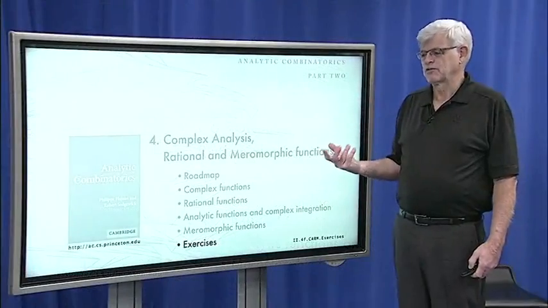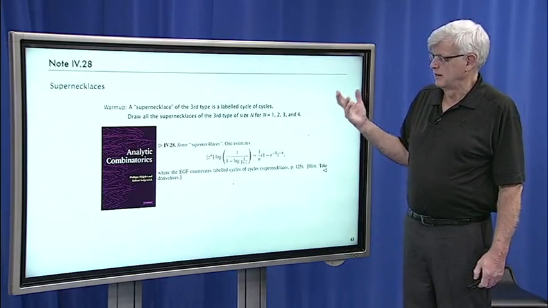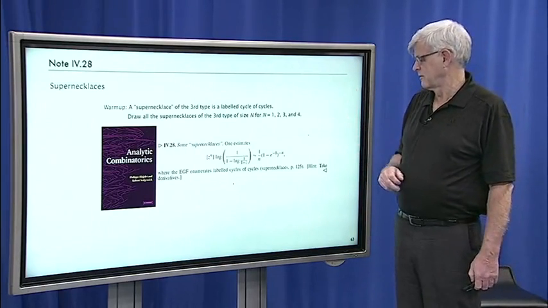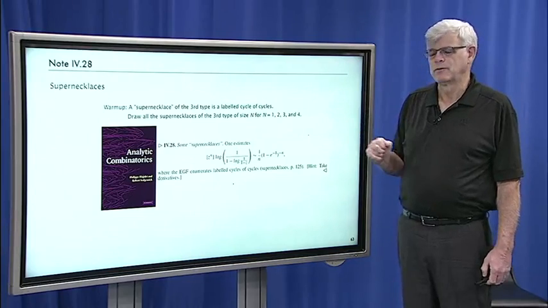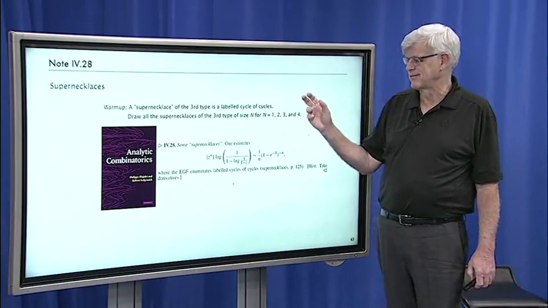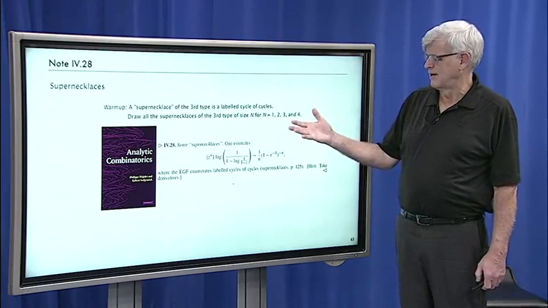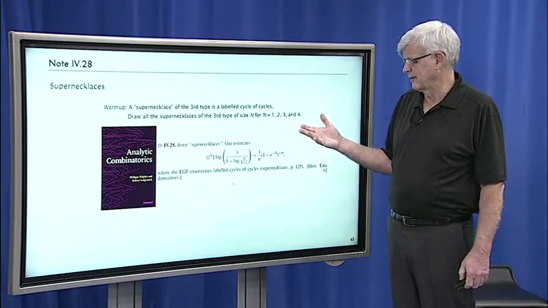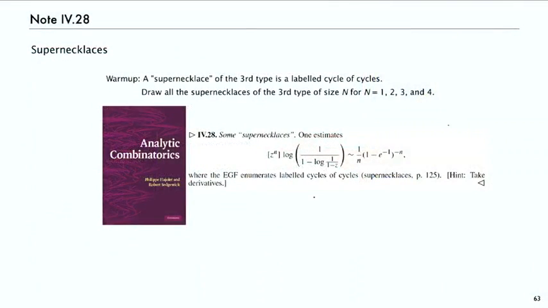We'll just finish up with a couple of exercises that people might do to check their understanding of this lecture. This one is a note from the book where it talks about using these techniques to enumerate what's called a super necklace, which is a labeled cycle of cycles. And you can look in the book for a definition of that and see how the symbolic transfer gives this generating function. And the problem is to show that that's asymptotic to 1 over n times 1 minus 1 over e to the minus n.